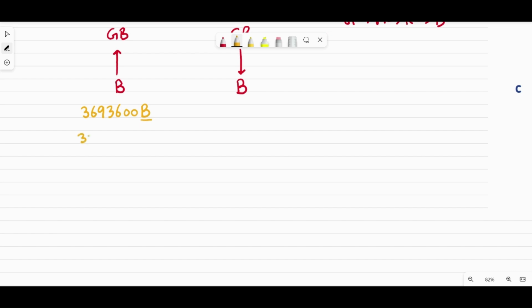So 3693600 divided by how many jumps we have in between: kilo, mega, then comes the GB. So we jump from byte to kilo, first jump, then kilo to mega, second jump, then mega to GB, third jump. Each jump takes 1024 units of energy. So 1024 times 1024 times 1024, from the analogy of energy, this way.